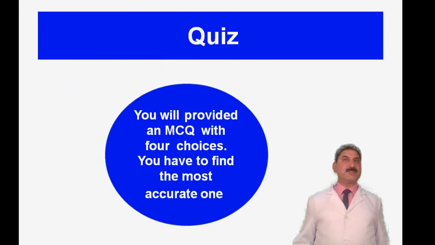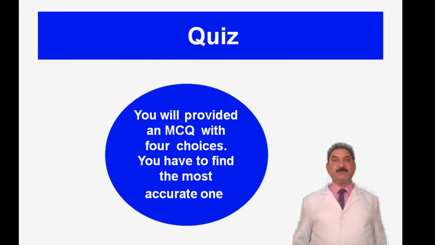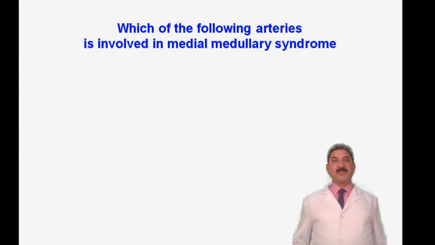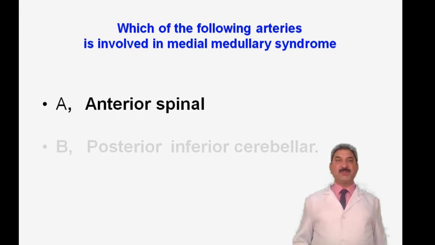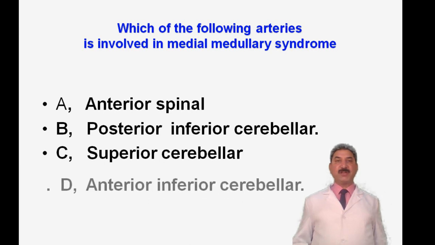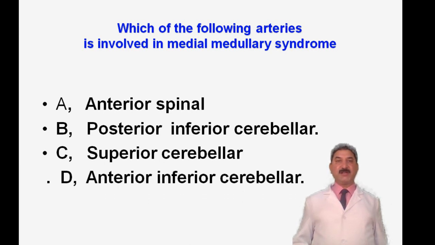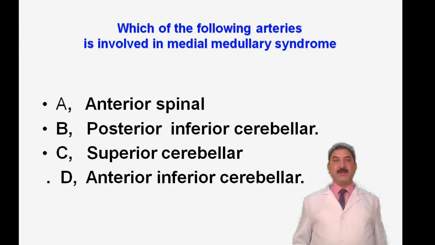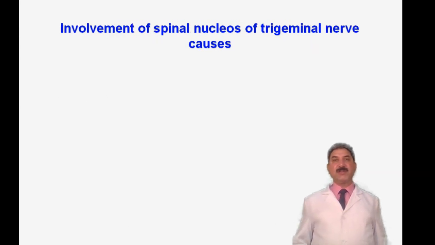Now let us go for a quiz based on this lecture. You will be provided an MCQ with four choices. You have to find the most accurate one. Which of the following cranial nerves does not originate from the medulla? 9, 6, 10, 12. 6 is the wrong option. Which of the following arteries is involved in medial medullary syndrome? Anterior spinal artery, posterior inferior cerebellar artery, superior cerebellar artery, anterior inferior cerebellar artery. So the anterior spinal artery is involved in this syndrome.